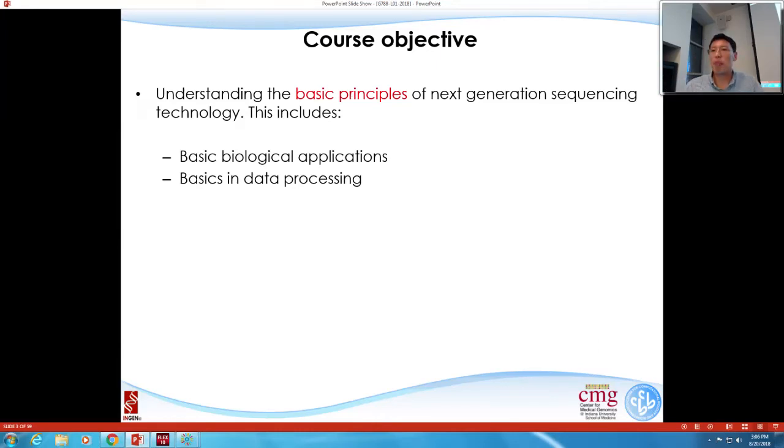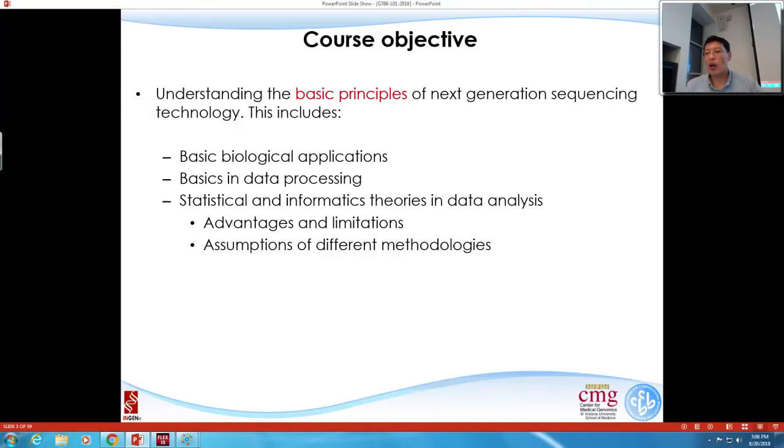Next is the very basics of data processing, and some of the statistical and informatics theories in data analysis. In this part, I'm not going to expect you to know all the math or to derive the math equations. Some of them can be very difficult. Instead, I want to introduce the advantages and limitations of different algorithms and the basic assumptions built into them, so you know when to use them and how to interpret the data. How the mathematics magic works in the middle, it will be great if you understand it, but if you don't, that is completely okay. And finally, the biological interpretation of the results.